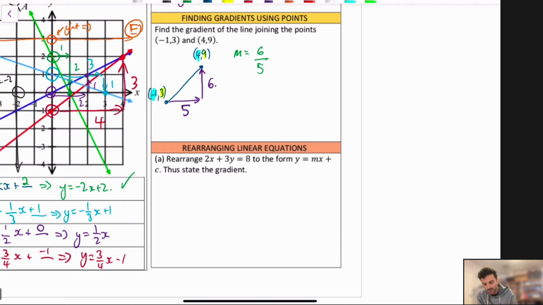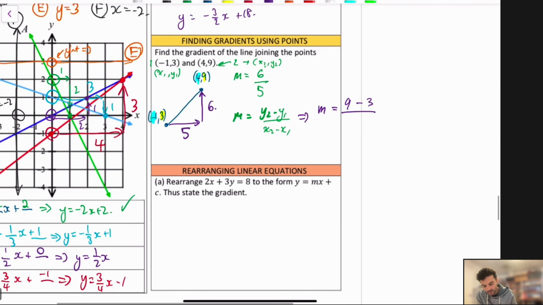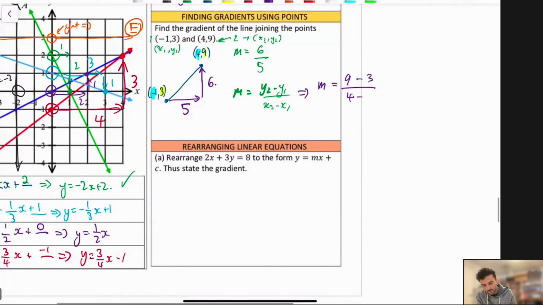There is an equation you can use, which is m is equal to y2 minus y1 on x2 minus x1, where this is your first coordinate, x1, y1, and this here is your second coordinate, which is x2, y2. And you can plug those values in. So I'll show you how it works. m is equal to, well, y2 is 9, y1 is 3, and x2 is 4, and x1 is -1, 6 on 5. So both of these ways work. You can choose either.